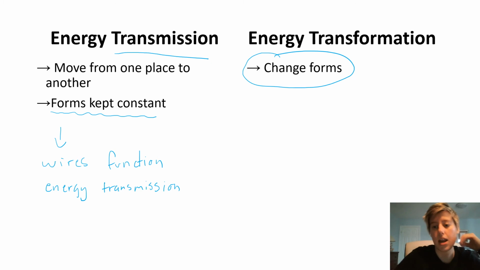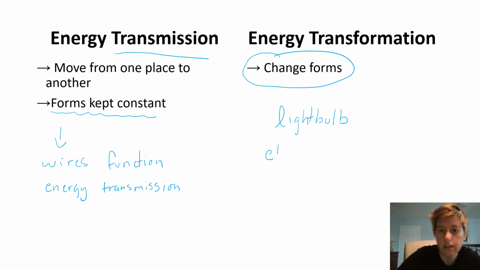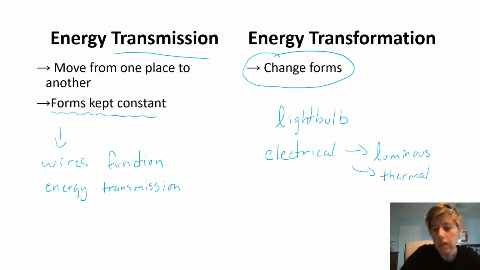So if I'm looking at an electric circuit, when I have a light bulb, what happens is I have electrical energy that changes into luminous energy. And also some of it changes to thermal energy. So whenever I have an energy transformation, I'm changing forms of energy. So let's look at a couple of examples of energy transmission and energy transformation.